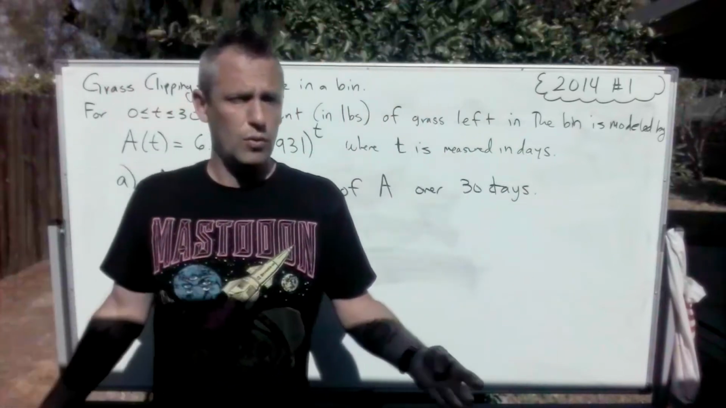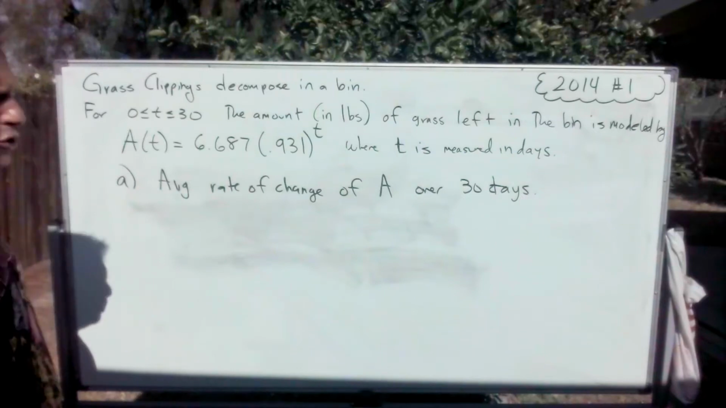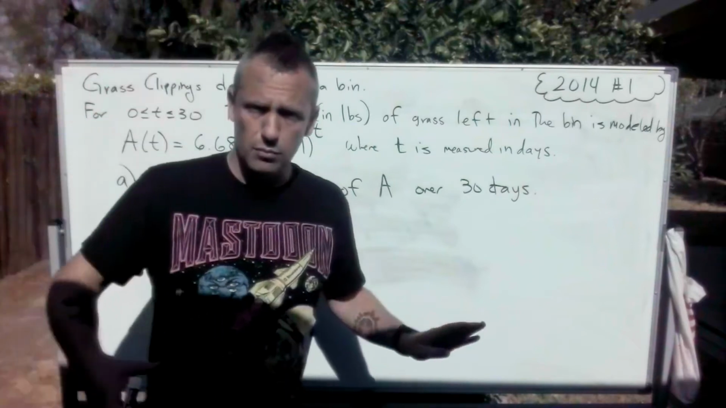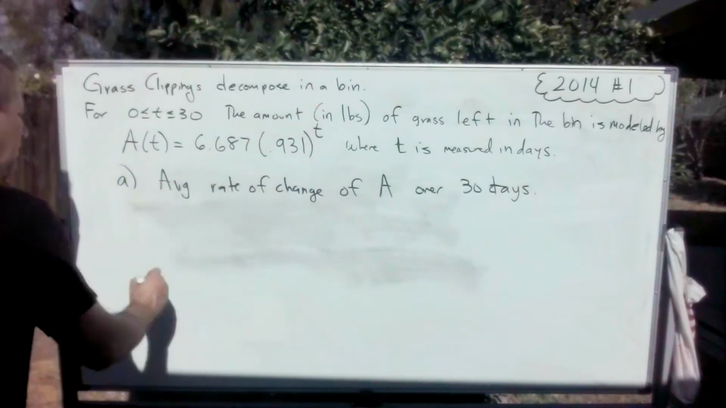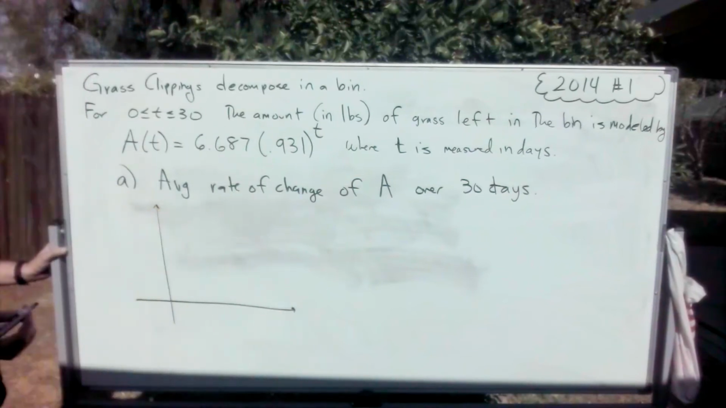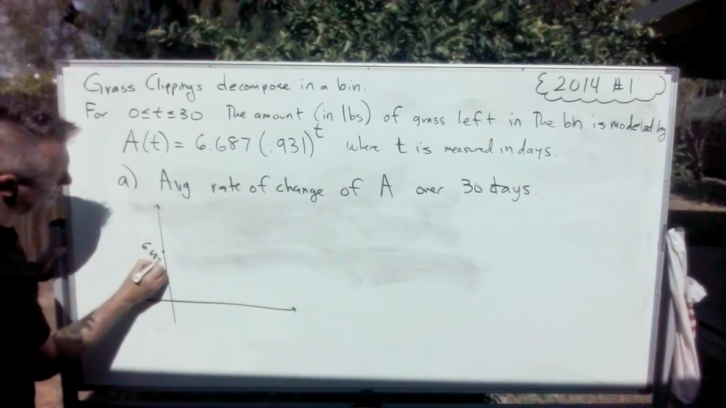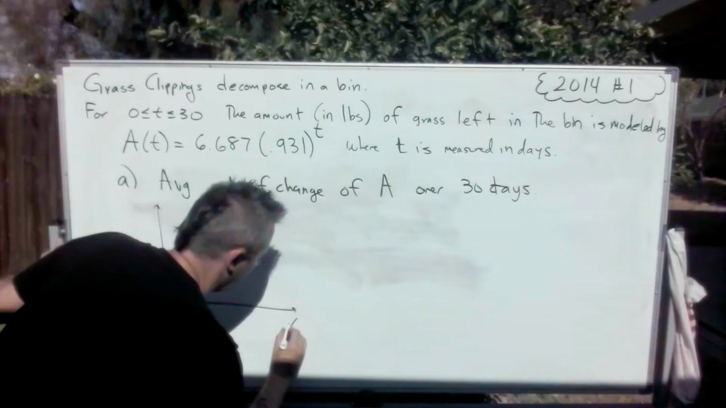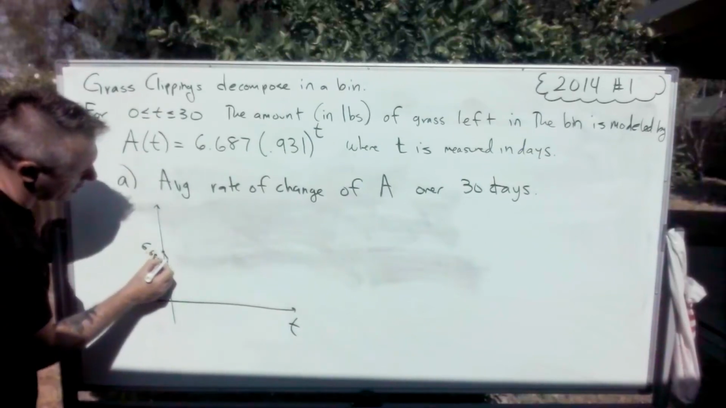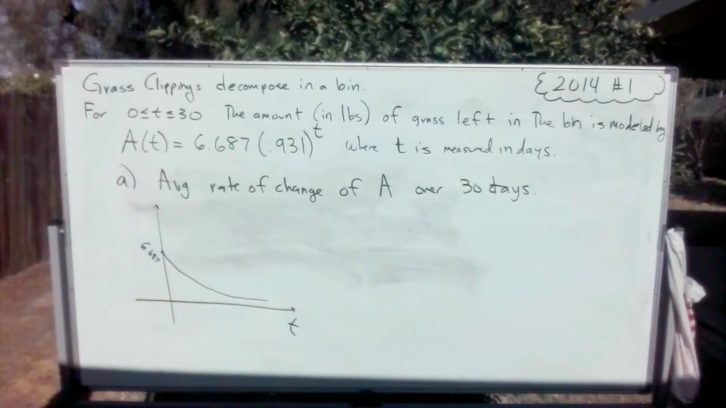And it wants us to give the units and everything for what this ends up being measured in. So that's what it's asking for, the average rate of change of A. So if you think about it, what's actually happening here is we've got something like this. I'm using a very rough graph here, but we know that A of 0, I believe we figured out, is something like 6.687 pounds. And here's time. And as time goes on, we're losing the amount of grass that's in there.